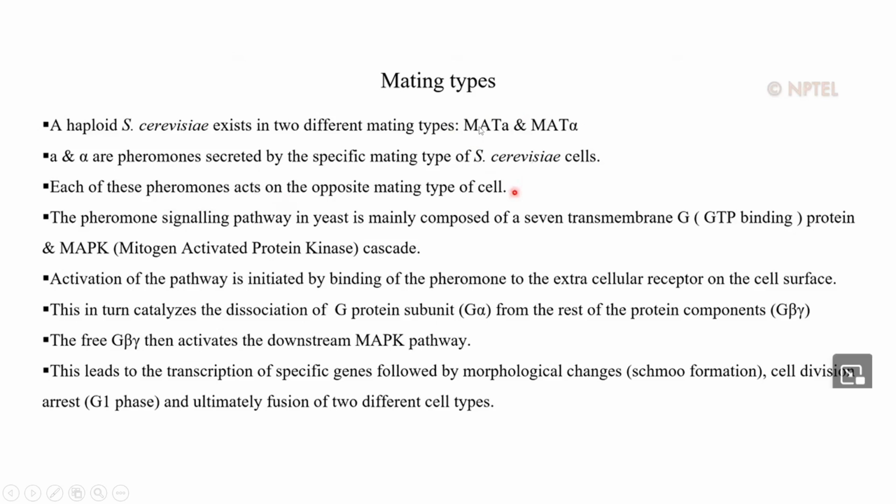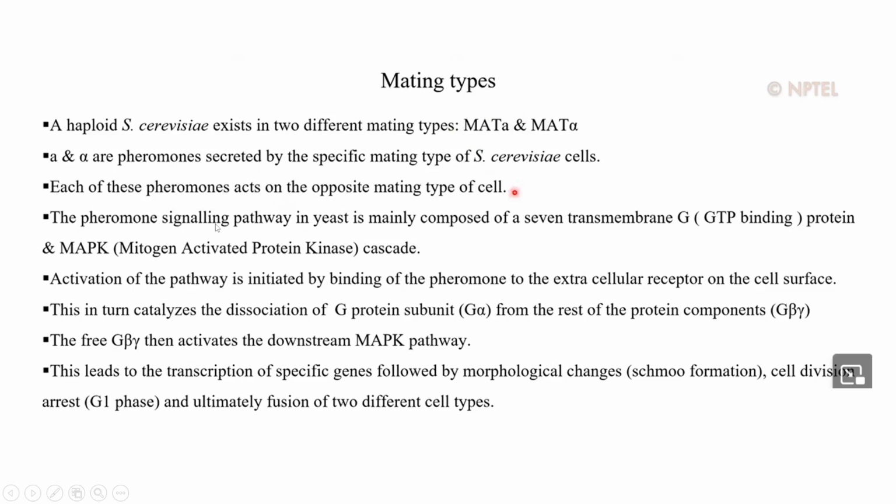It will attract the mate A Saccharomyces cerevisiae, or the individual. Okay, so this is how the mating occurs between these Saccharomyces cerevisiae organisms. And each of these pheromones acts on the opposite mating type. And how does the pheromone signaling pathway operate?